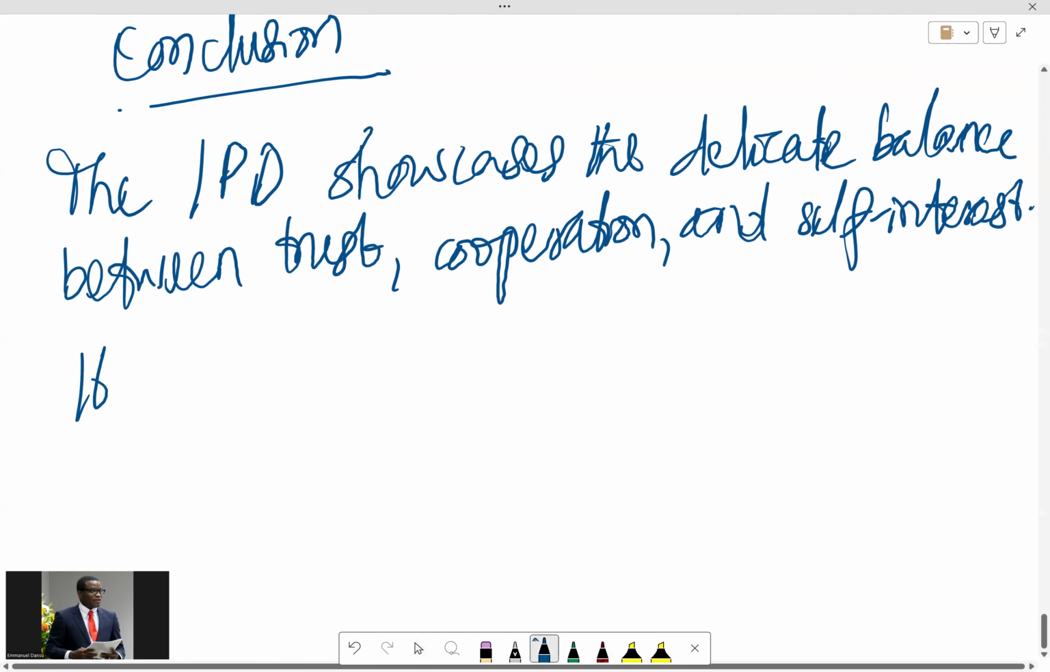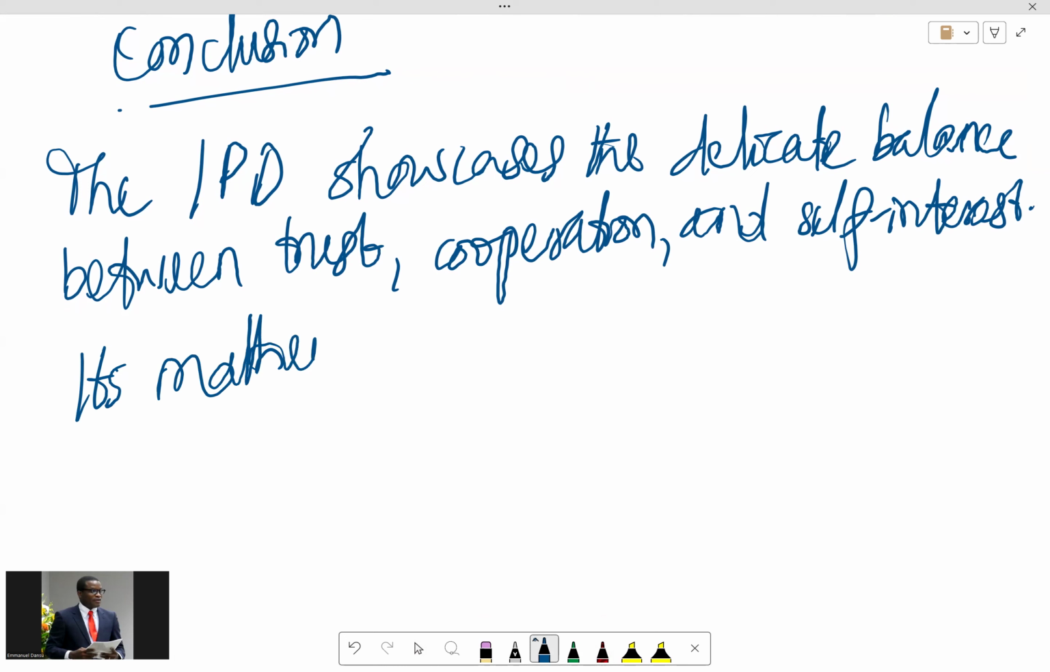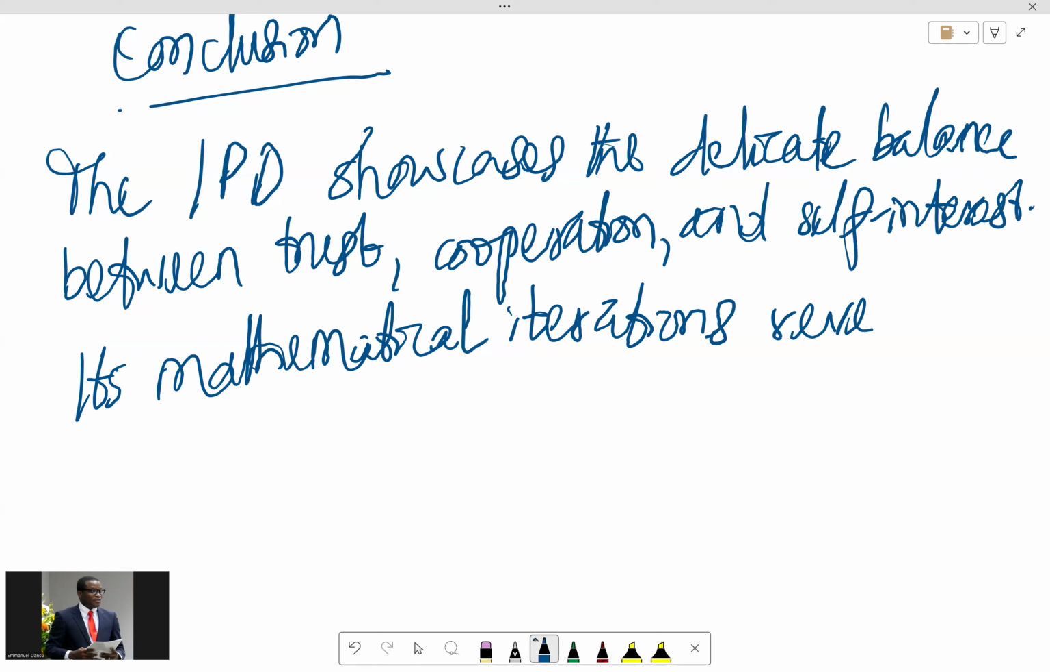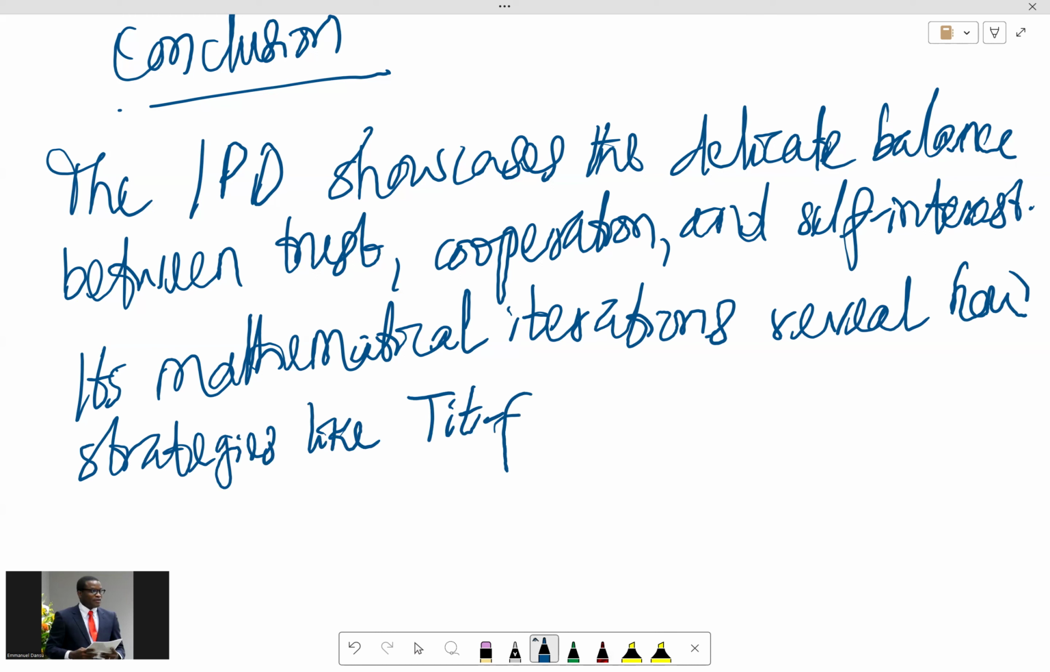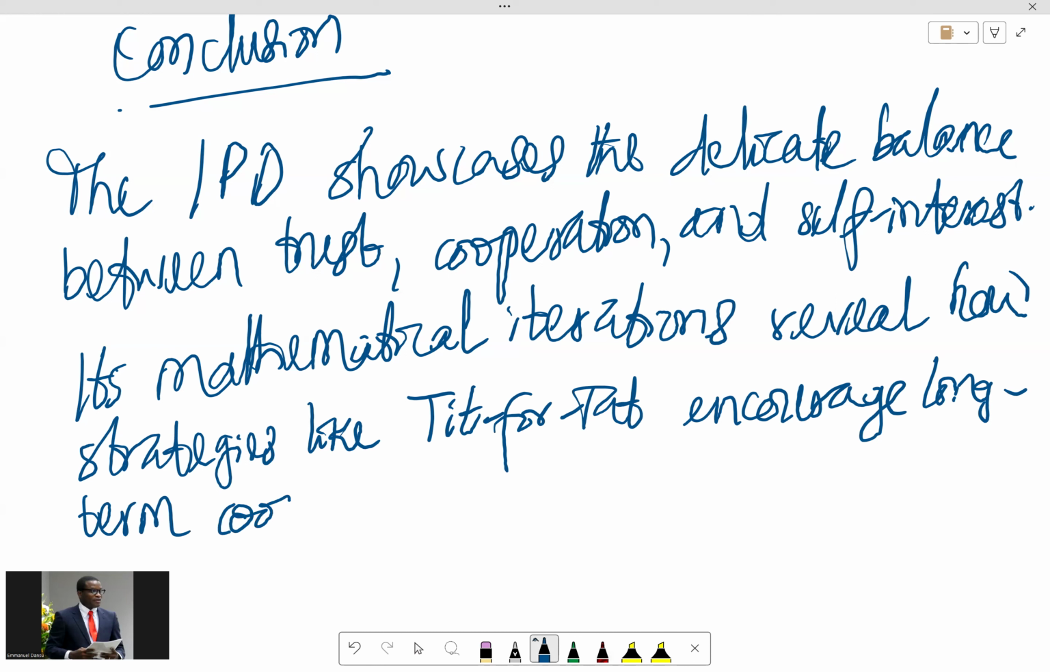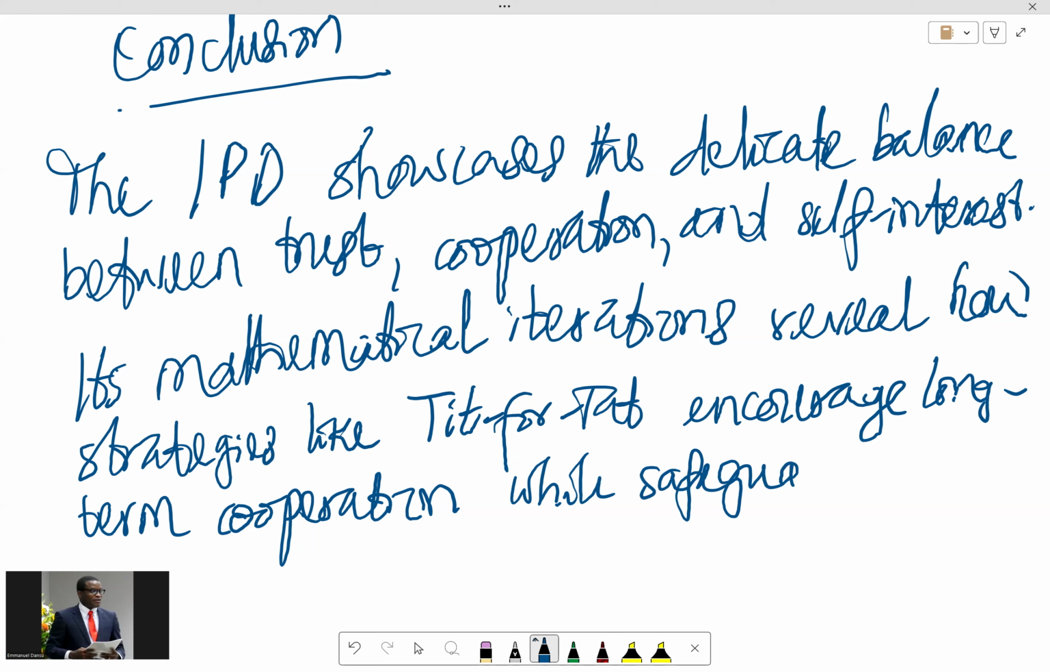Its mathematical iterations reveal how strategies like tit for tat encourage long-term cooperation while safeguarding against exploitation.